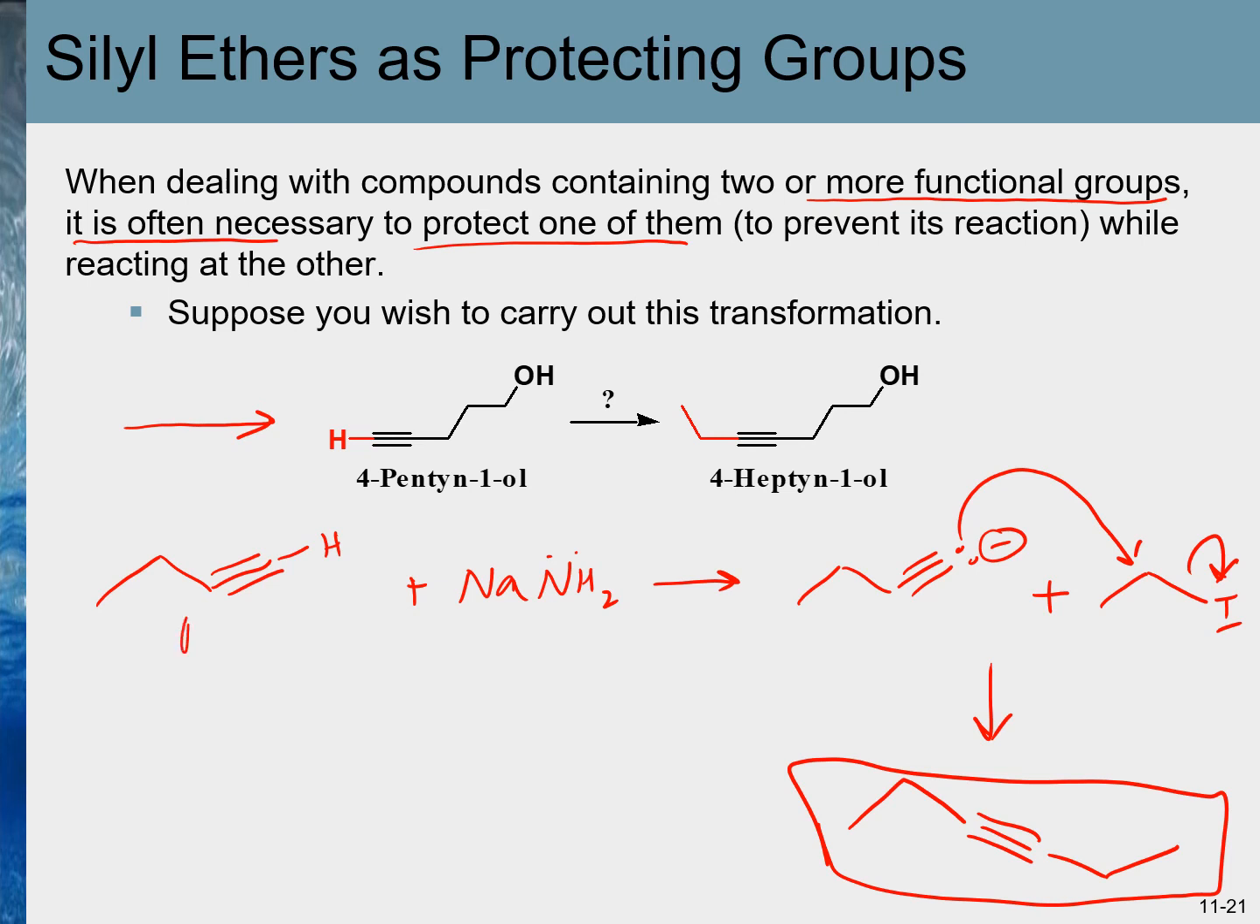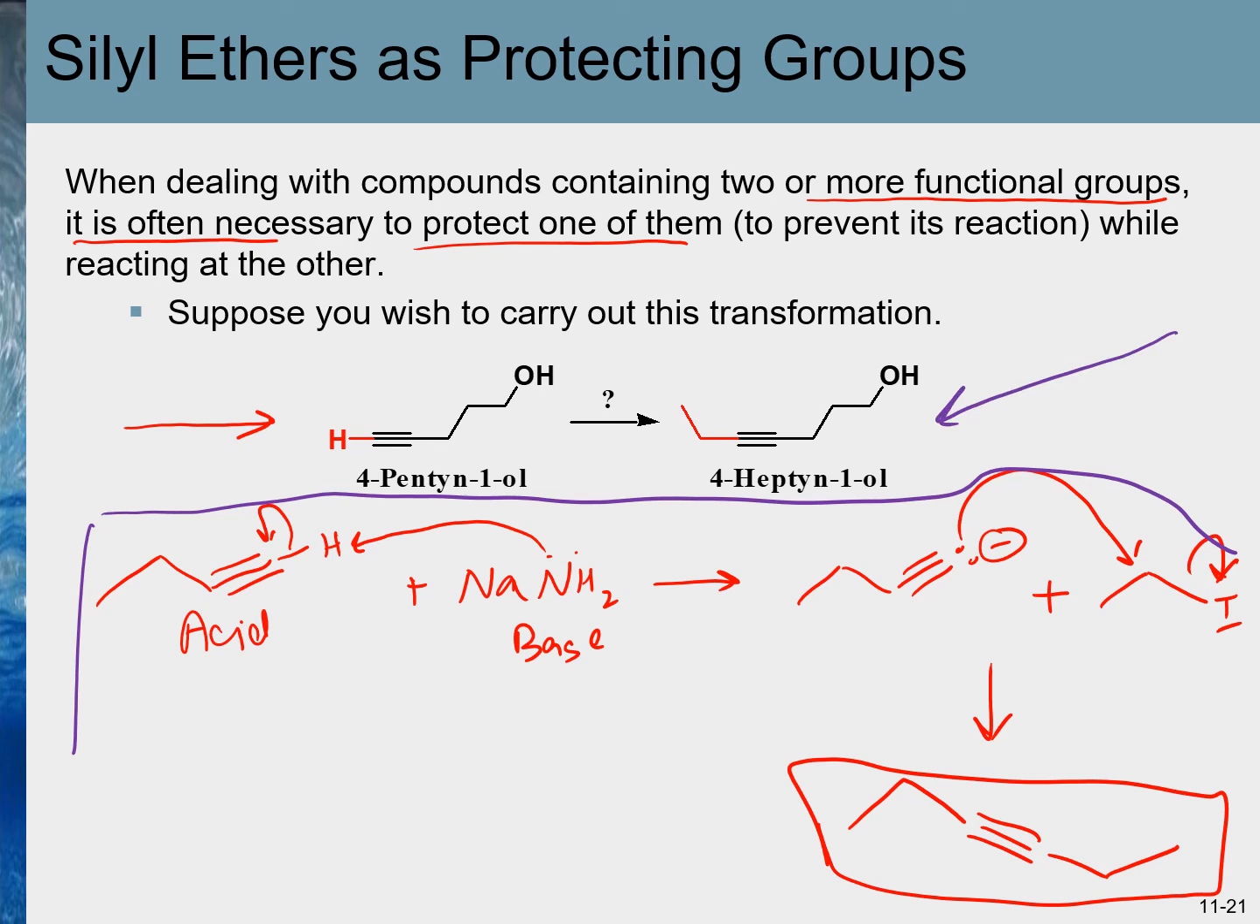So terminal alkynes are acidic. In this case, it's acting as an acid and it's a base. So a proton is transferred to the base.